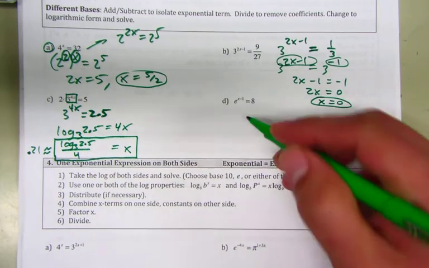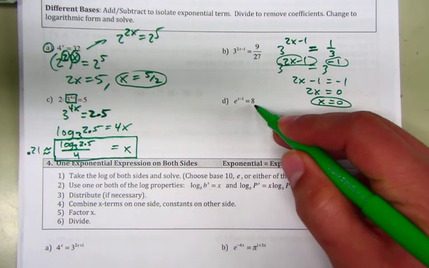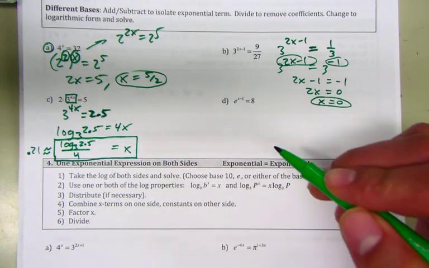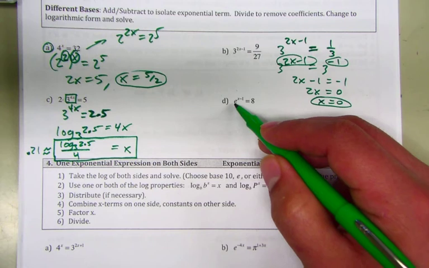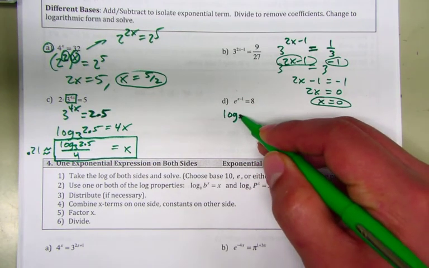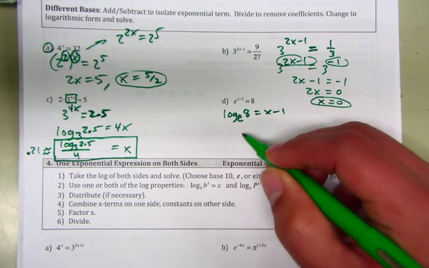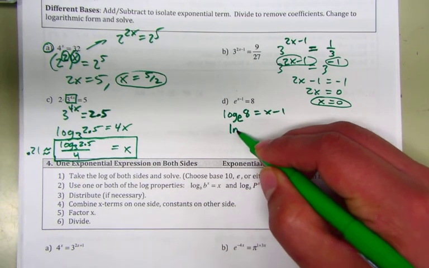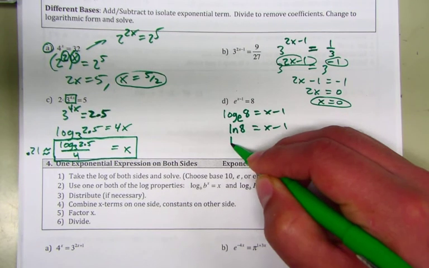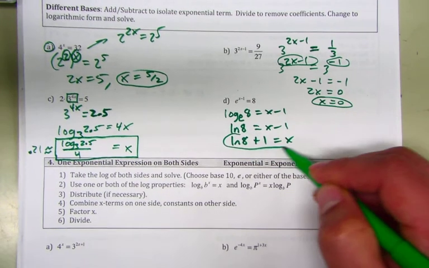Next one. Can we get the same base? So let's just go ahead and write it in log form, since the exponential is already alone. Log base e of 8 equals x minus 1. Log base e is the same as natural log of 8. And we could just add 1 to the other side. And there we are. Okay?